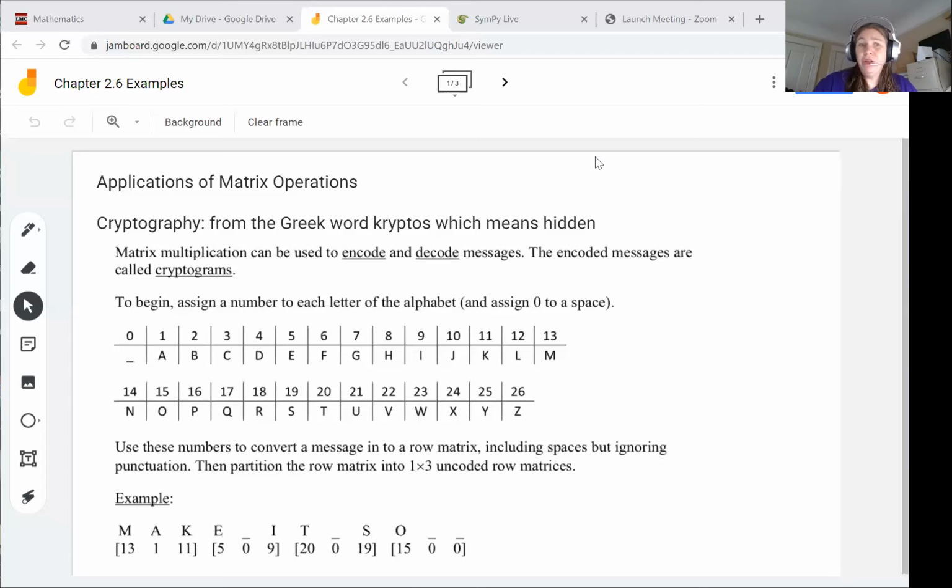So matrix multiplication can be used to encode and decode messages, and the encoded messages are called cryptograms. To begin, you can assign a number to each letter of the alphabet. This is one way that we encrypt messages. And then the space you can assign a 0. So you can see A is 1 through Z being 26 here. And then we're going to use these numbers to convert the message into a row matrix. We'll do a 1 by 3 matrix. And then we'll include the spaces, but ignore any punctuation so we don't have to worry about periods or commas or anything. This is a really simple way of encrypting something.